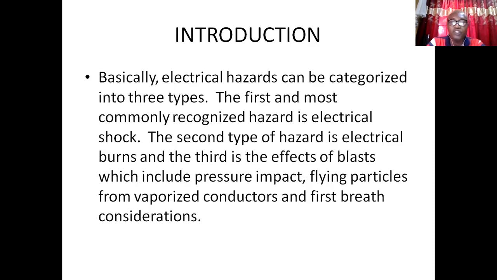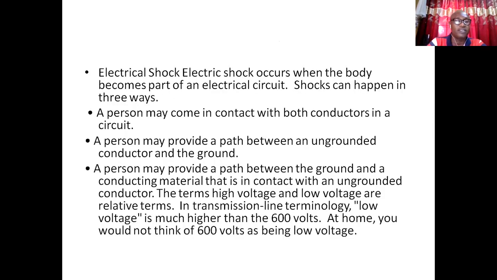Example is the second video that shows how electrical blasts can occur, which can come in the form of a pressure impact. It can also come in the form of flying particles or through a conductor that causes an effect. So electrical shocks occur when the body becomes part of an electrical circuit. How do electrical shocks occur? Electrical shocks occur when a person's body comes in contact with, or becomes a conductor in, an electrical circuit.